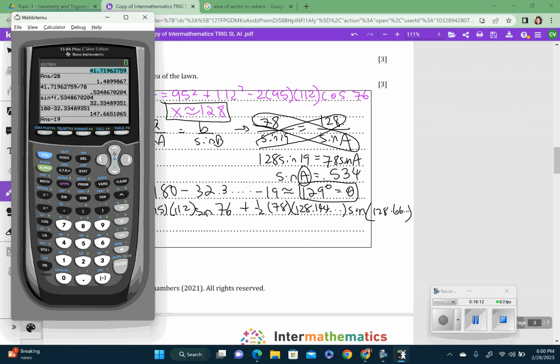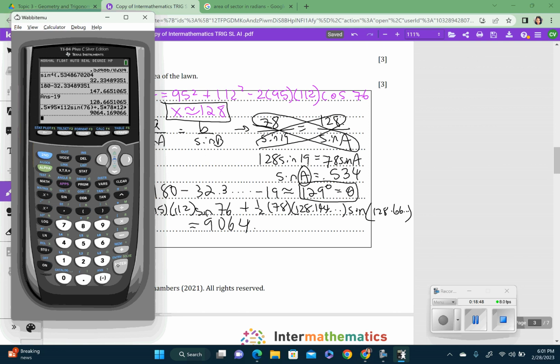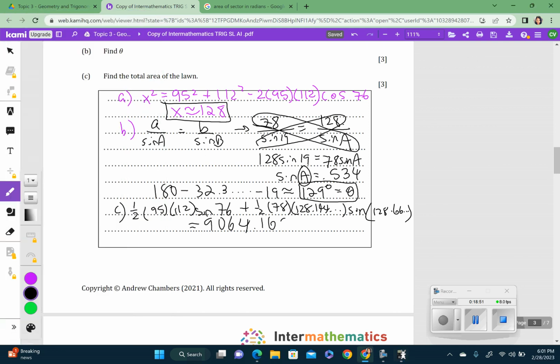Do I have that answer somewhere? Right here. There we go. So I'm going to take this answer and bring it down. You see what I'm doing? And then I'm going to do times the sine of this 128.66, which is right here. All right, and I'm going to hit enter. And so this answer is about 9,064. So this is equal to 9,064 point, what is it? 169. And if I want to round this to about 3 significant figures, this is 9060.